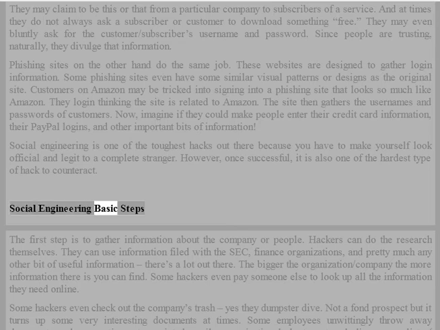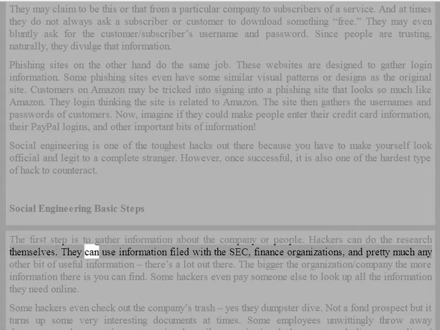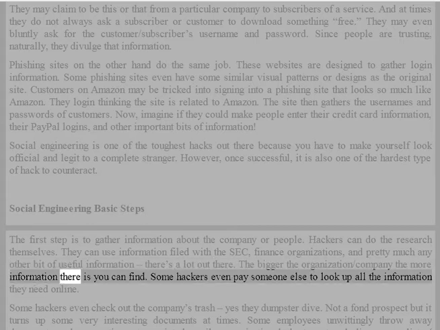Social engineering basic steps. The first step is to gather information about the company or people. Hackers can do the research themselves. They can use information filed with the SEC, finance organizations, and pretty much any other bit of useful information. There's a lot out there. The bigger the organization or company, the more information you can find. Some hackers even pay someone else to look up all the information they need online.